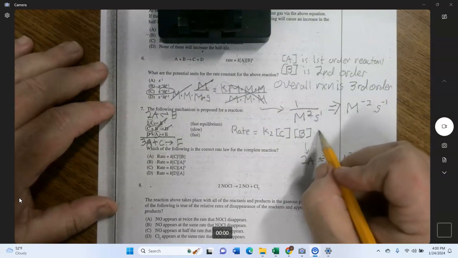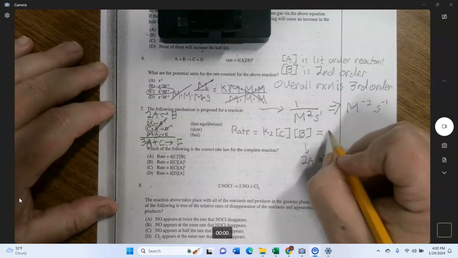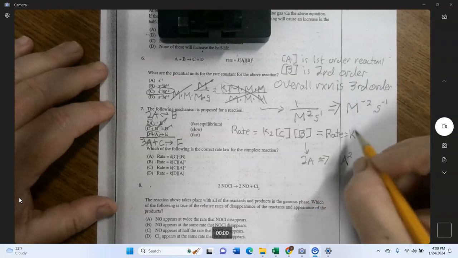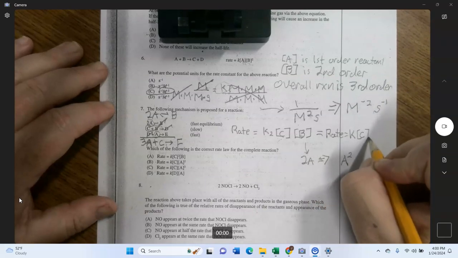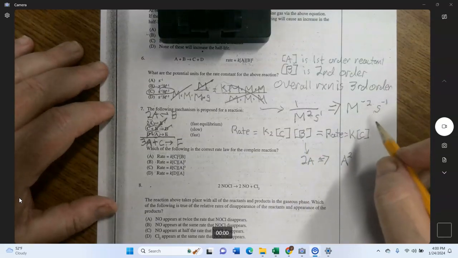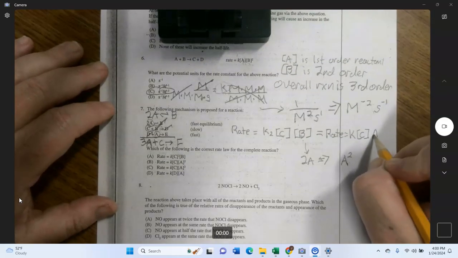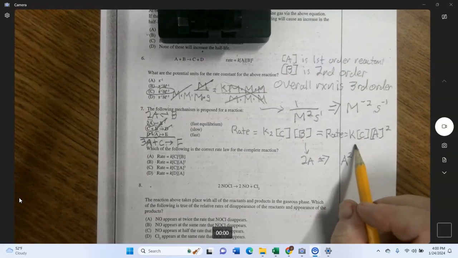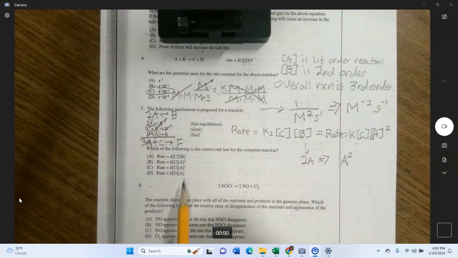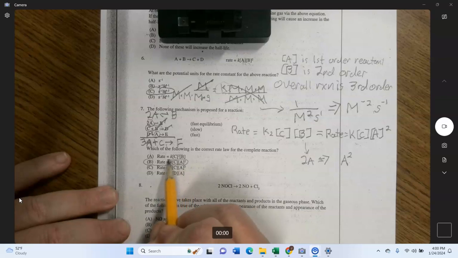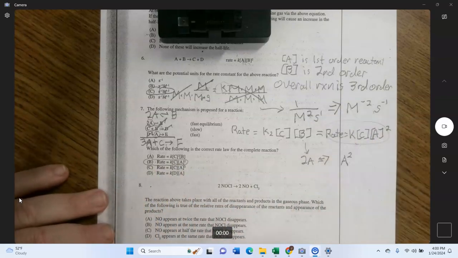Okay? So now that means we take this reaction, we're going to bring it over here. It's going to be rate equals K, C, and the B is going to turn into A squared. So that's our final rate law for the overall reaction, and the answer is this one right here, B: rate equals K, C, A squared. Okay, what I got right there. All right?